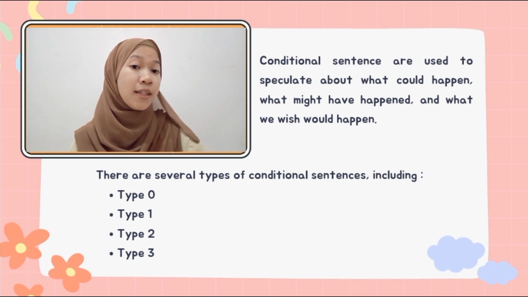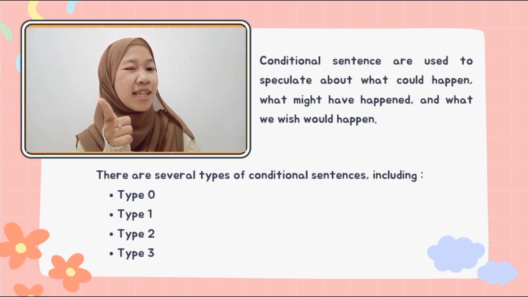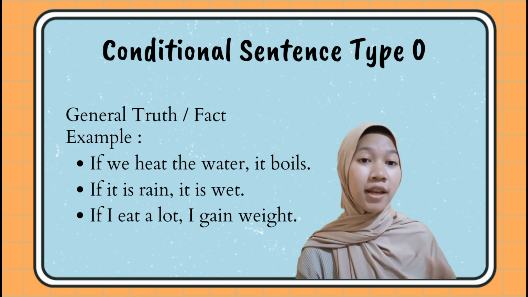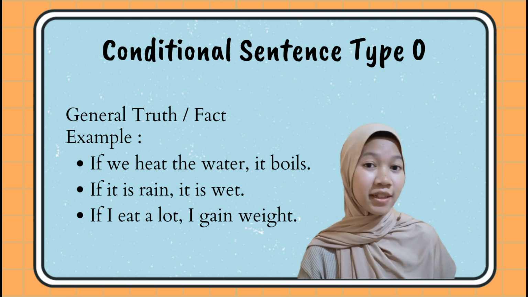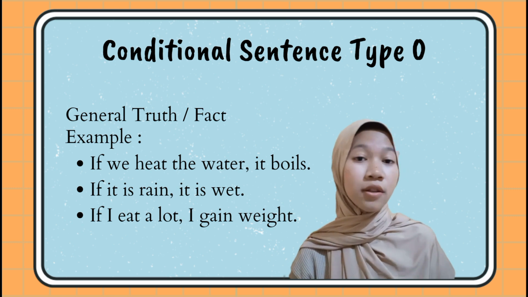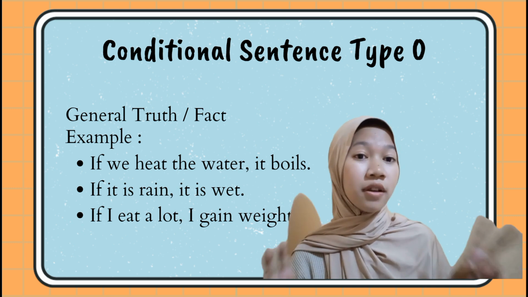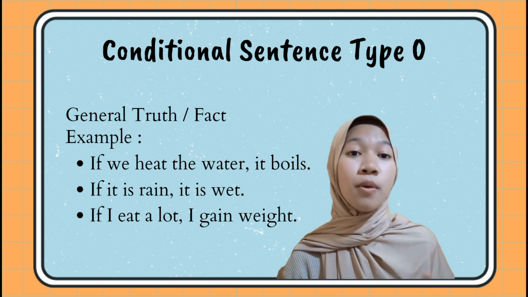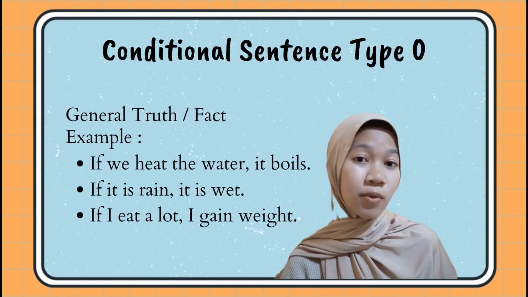Now, I'll explain type 0. So, keep watching. Conditional sentence type 0 talks about something that is true or a fact. Type 0 is usually not called a conditional, because a conditional sentence or if clause is actually a supposition sentence, while type 0 talks about facts or real situations.